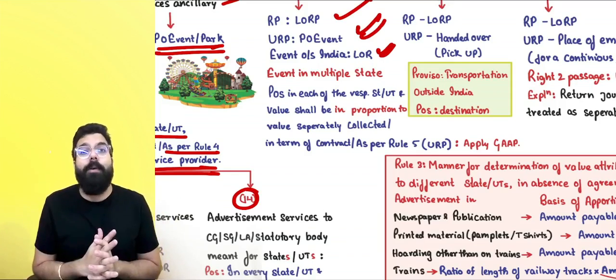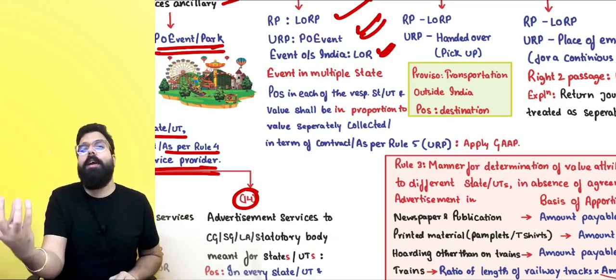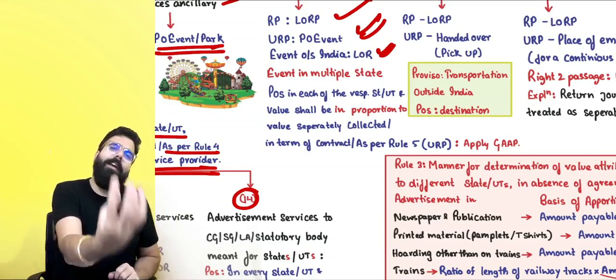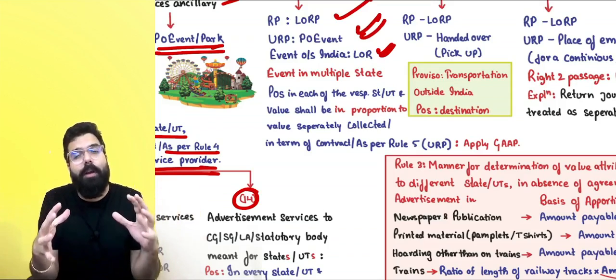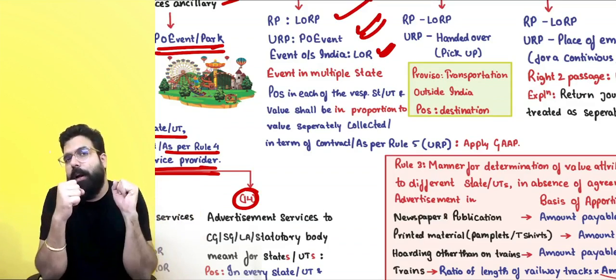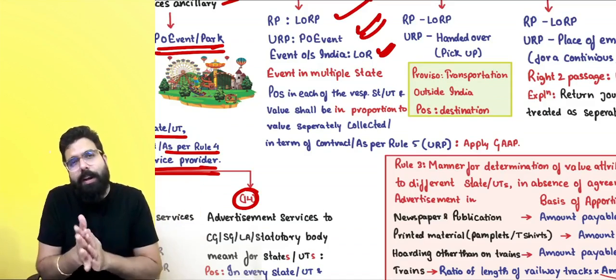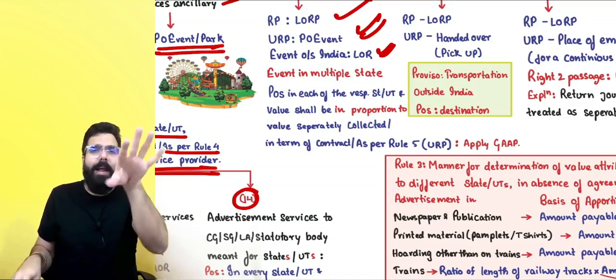Sir, value apportionment, how to do? If you have collected separate value, then separate value related place of supply is there. But if you have collected a consolidated amount, check the contract. If the contract doesn't say anything, then do one thing, apply rule number 5.